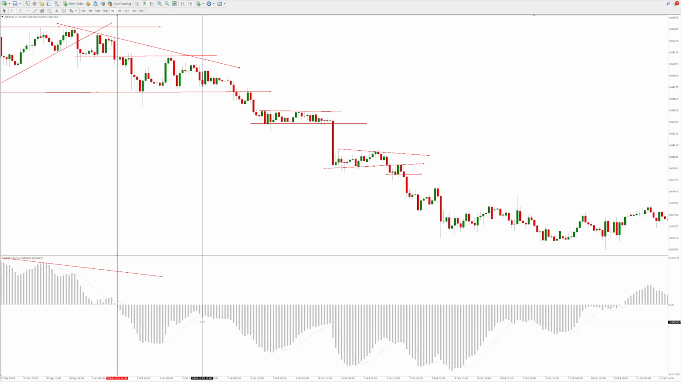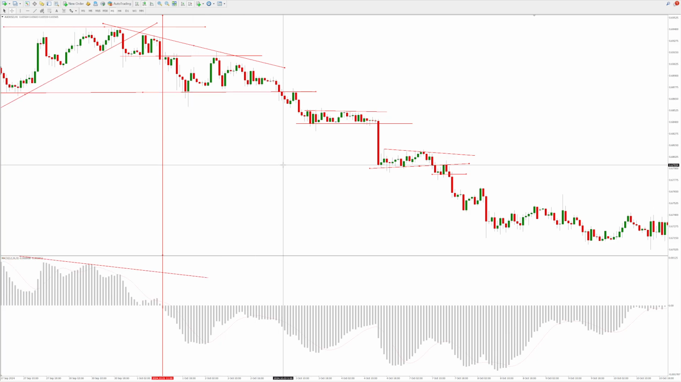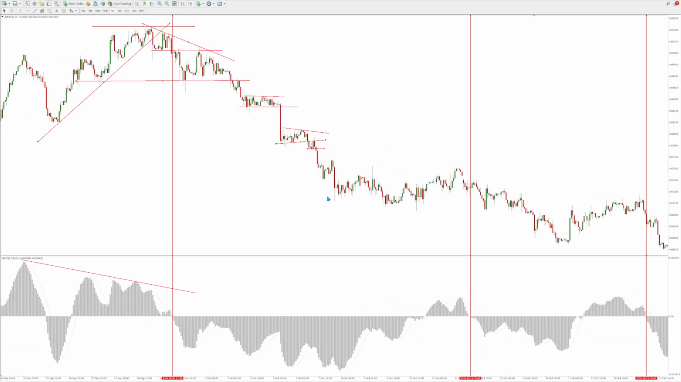For example, that crossover there, you can see it's at the low of these candles. We have a support level here. Let's wait and see how price plays out. Okay, so that's using the MACD crossover in a downtrend.